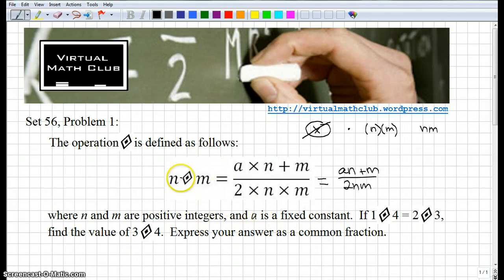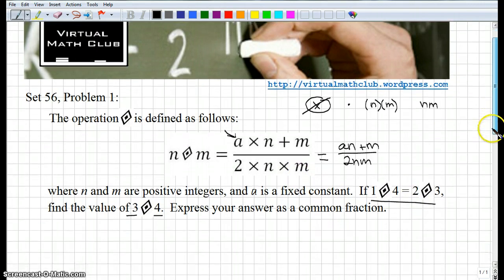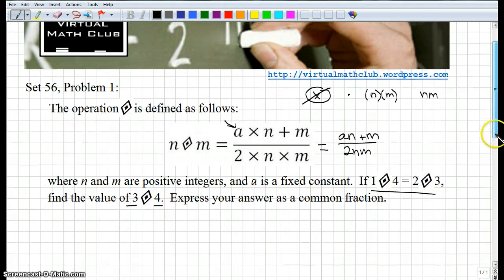So if we apply this operation to two numbers, we just plug in for n and m. But in this case, we've also got this constant, and we don't know what it is at this point. And so we can't just go and plug in 3 and 4 for n and m and get an answer, because we'd only get an answer in terms of a. We wouldn't get an actual numerical answer. So we need to use this information here to figure out what a is. So let's do that. Let's plug in the numbers here and see what happens.